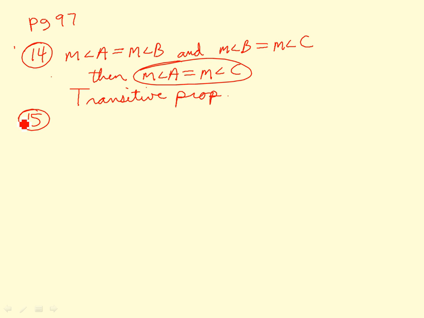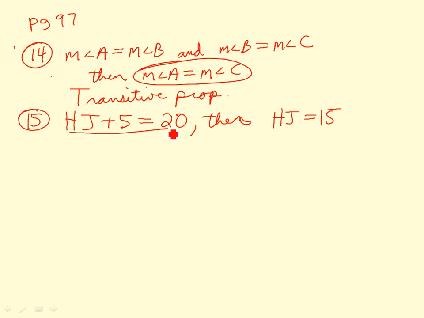Number 15, HJ, segment HJ plus 5 equals 20. Then HJ equals 15. What did you do in that problem? How'd you go from this to that?